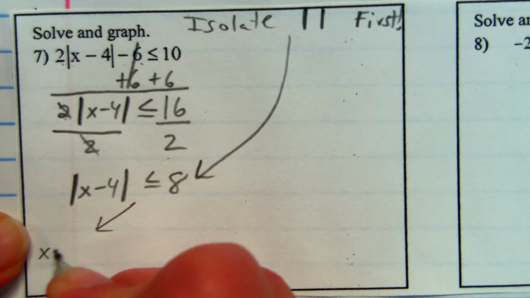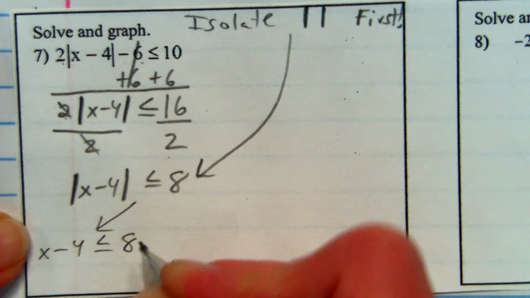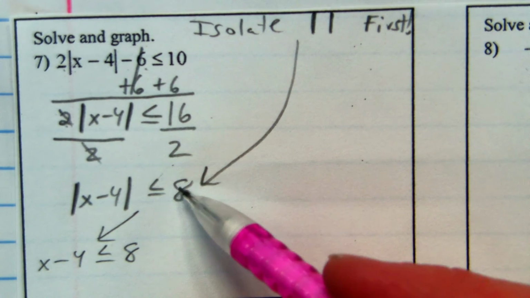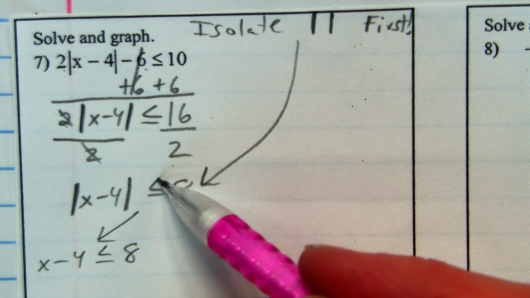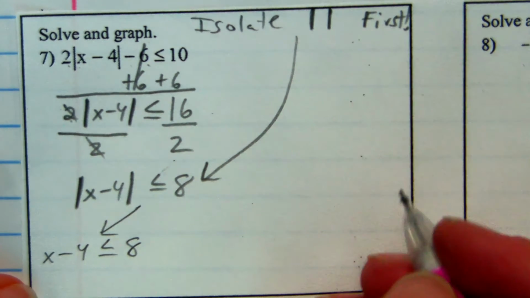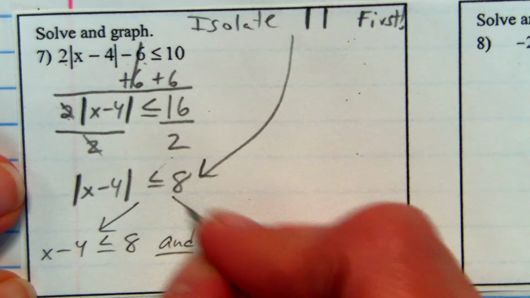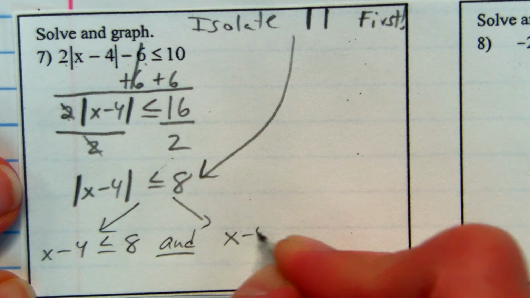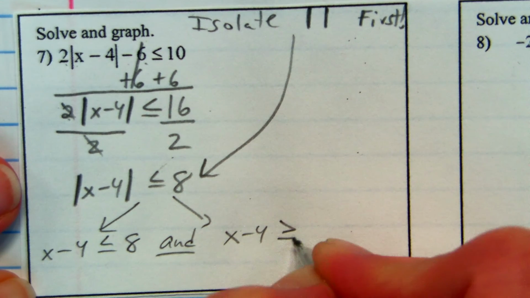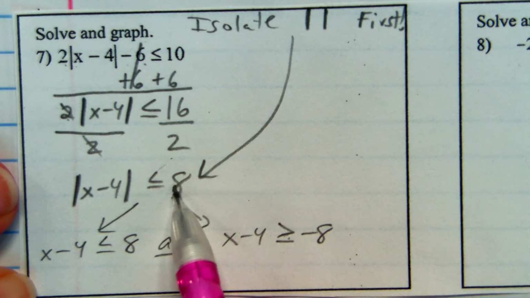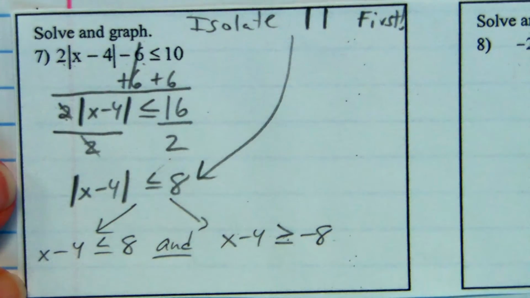So I'd have x minus 4 is less than or equal to 8. Oh, and I forgot to ask if it's and or. So it's less than, so it would be and. Less than if you're using my mnemonic device. So I'm going to have an and. And then we do the second one. X minus 4 is greater than or equal to negative 8. So we flipped it from less than to greater than, changed it from 8 to negative 8.